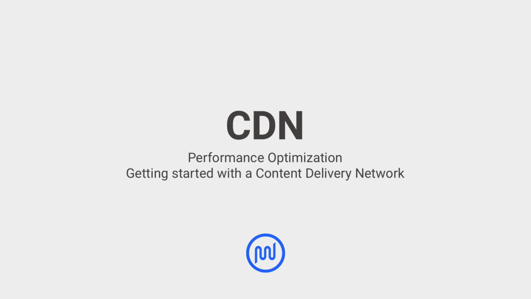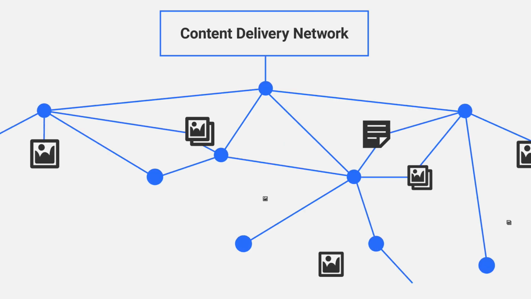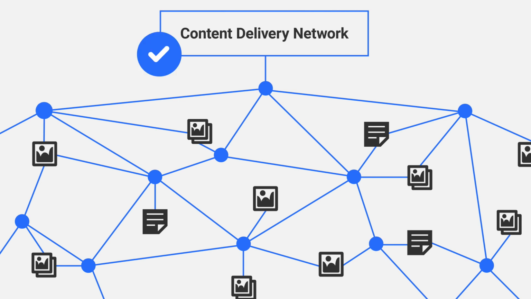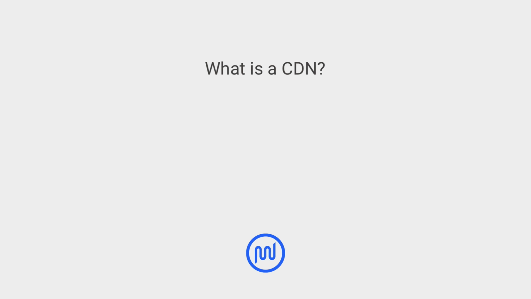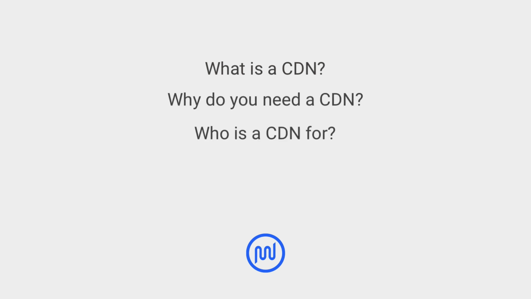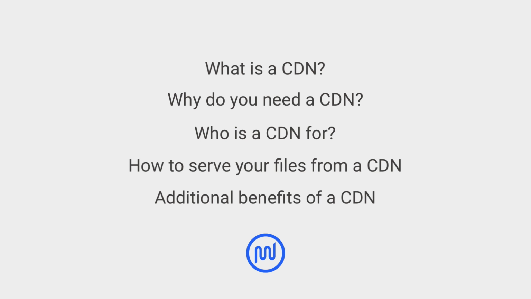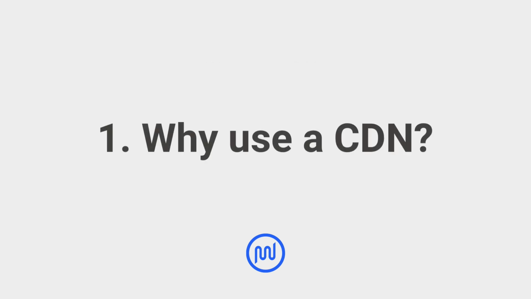A CDN, or Content Delivery Network, is a performance optimization network of super-fast servers that stores cached versions of your website all over the world, making your site load quicker using fewer resources. This guide covers what is a CDN and why you need one, who should use a CDN, how to serve your images and site assets like JavaScript and CSS files from a CDN, and the additional benefits of using a content delivery network.